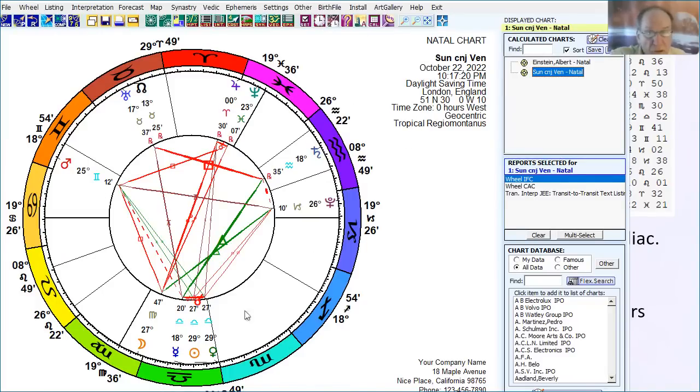Here is the conjunction of Sun and Venus on October 22nd, 2022. The exact time Sun and Venus are conjunct to a second of arc is 10 hours, 17 minutes, 20 seconds p.m. in London, England. It doesn't matter where you are in the world, but if you were in London, that would be the time it's happening. And there's this Sun-Venus conjunction. Happens to be towards the bottom of the chart in the 4th house.